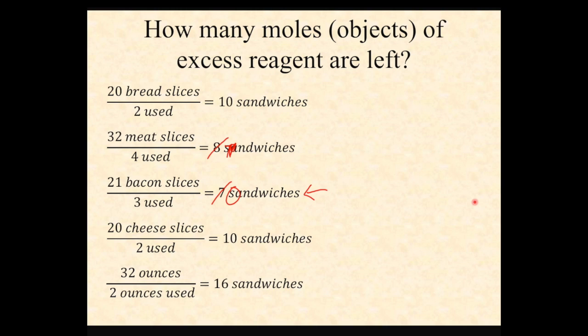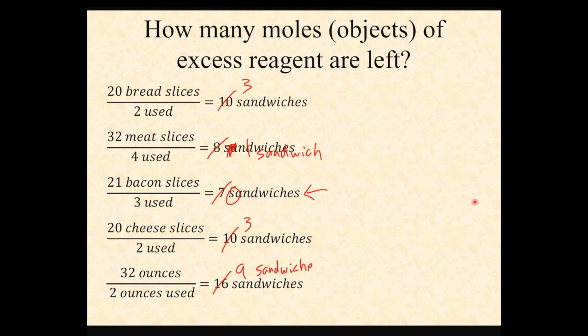I used all 7 sandwiches, but I can still make 1 sandwich, right? 1 sandwich left of material. And then here, I can have 3 sandwiches left of material. All I'm doing is taking this number and subtracting it by 7. And then 10 becomes a 3, and then 16 becomes a 9 sandwiches, right?